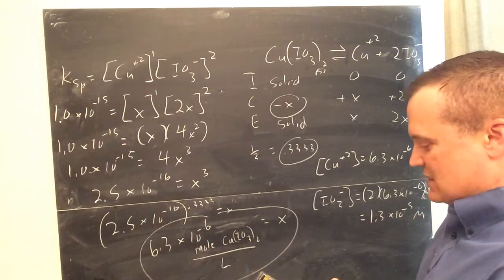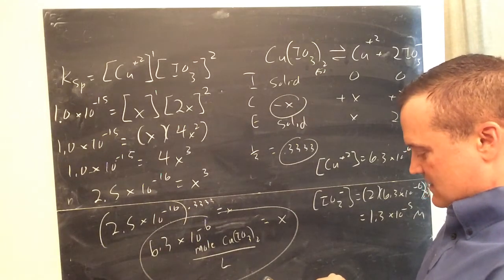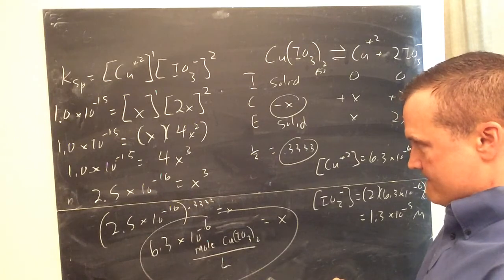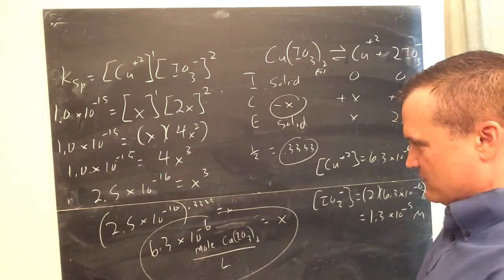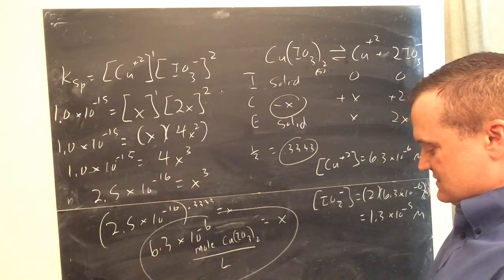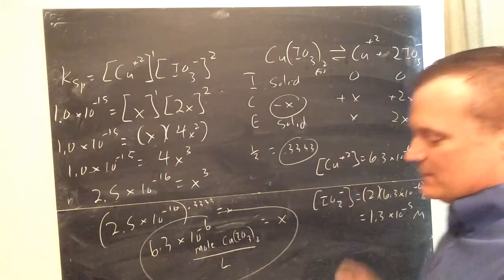Okay, so I'll just check it on my math. I'll double check it real quick here. 10 to the negative 15 divided by 4, x to the y, 0.3333, 6.3 times 10 to the negative 6. Yes, times 2 is 1.3 times 10 to the negative 5. Yes, everything is good. Okay, so I did more than you had to there.